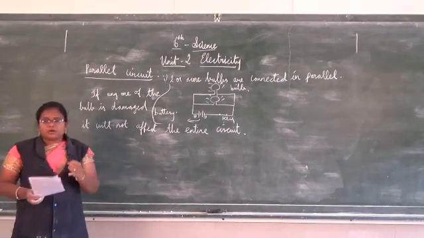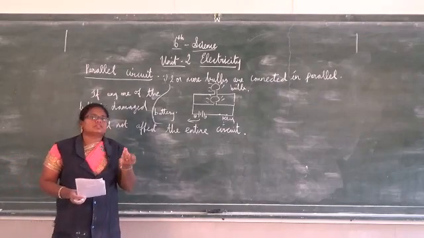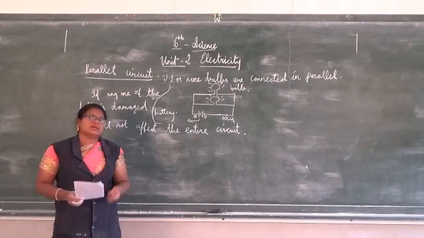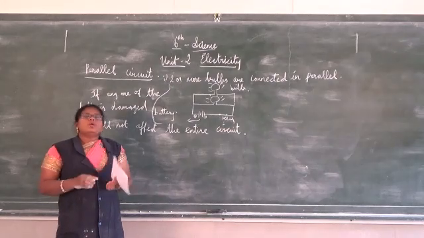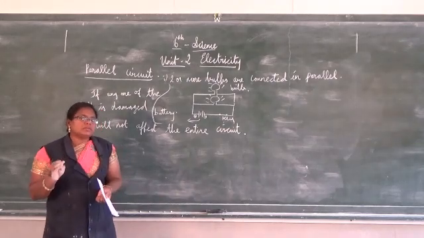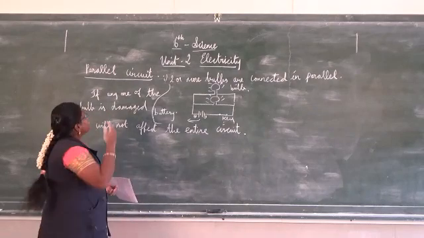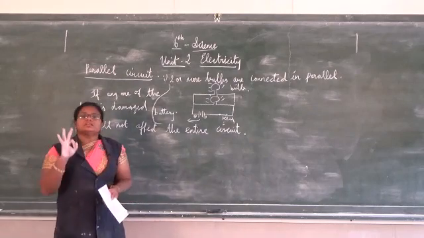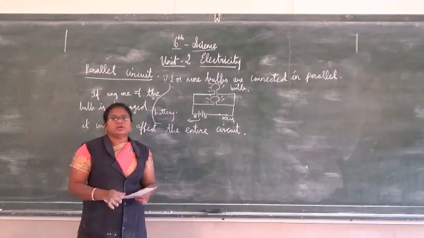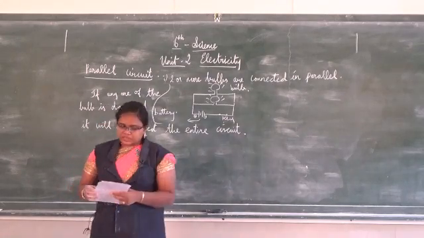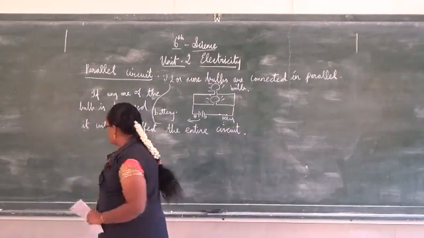So now we came across what is an open circuit, what is a closed circuit, and what are the types. There are three types: one is the simple circuit, the second is the series circuit, and the third is the parallel circuit. Like this, three types are there in the circuit. Understand children? Yes.